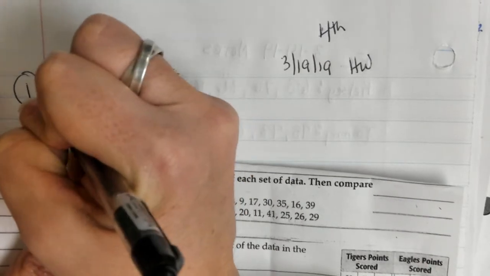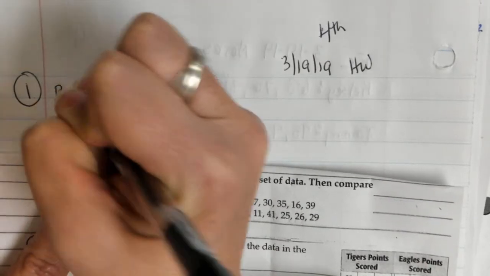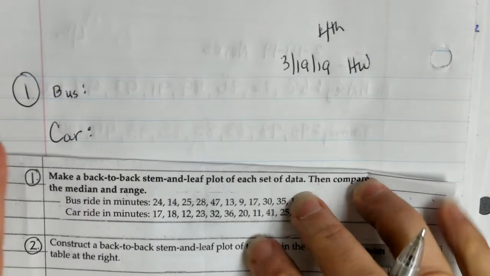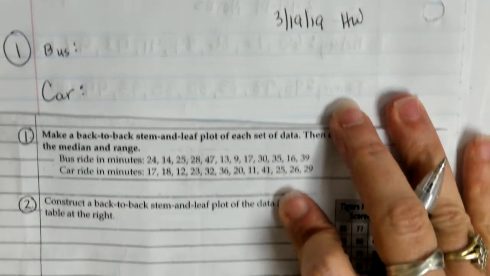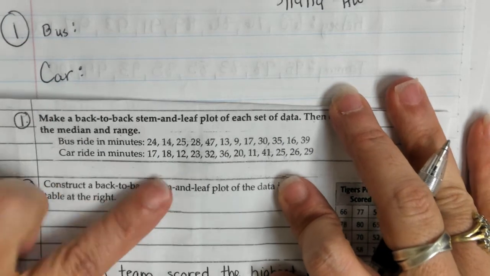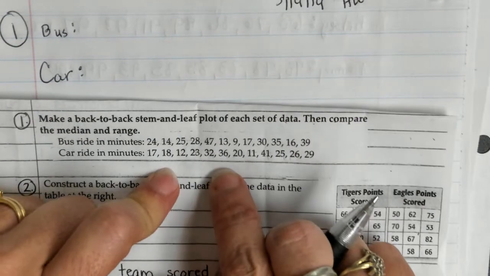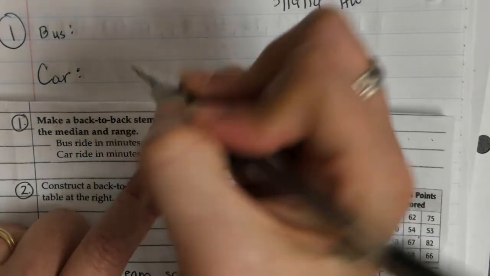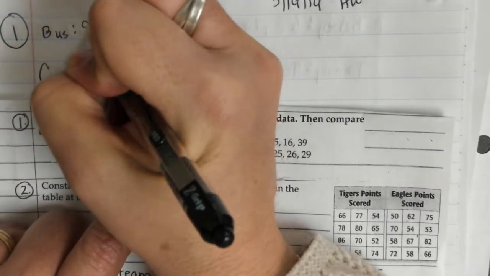I'm going to put my bus list of numbers. I'm going to skip some space, and I'm going to put my car list of numbers. Okay, I'm going to mark them off as I go. Here we go. And I'm just doing one at a time.